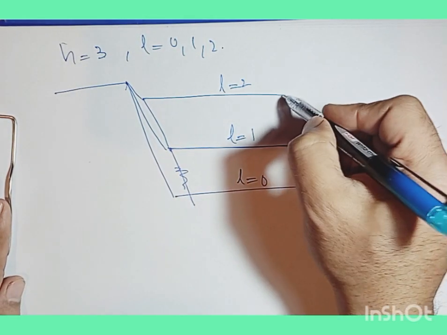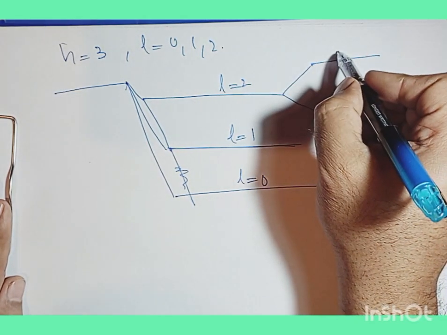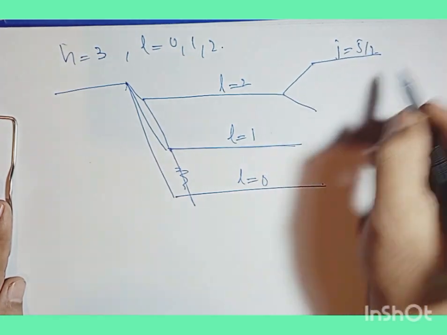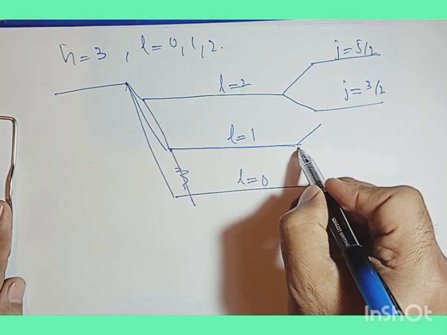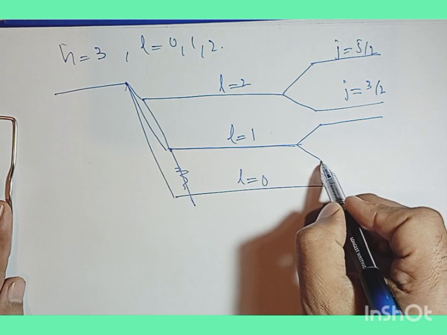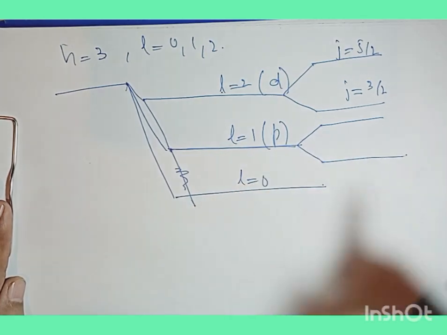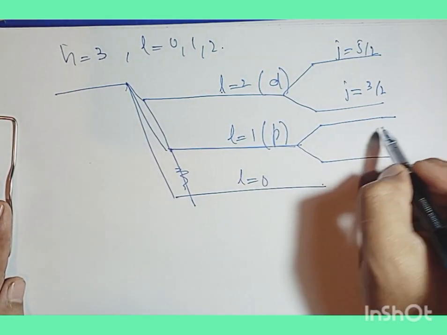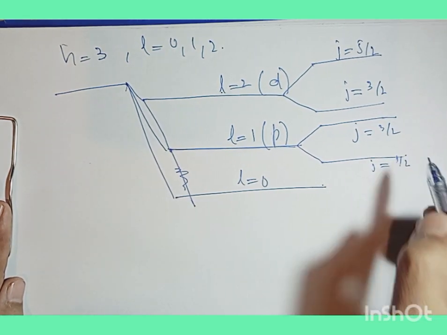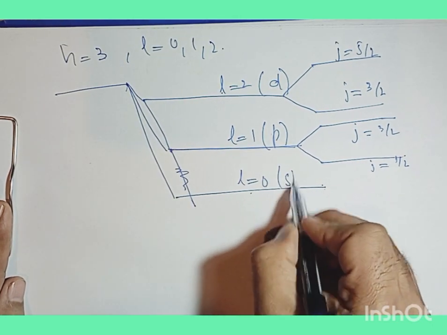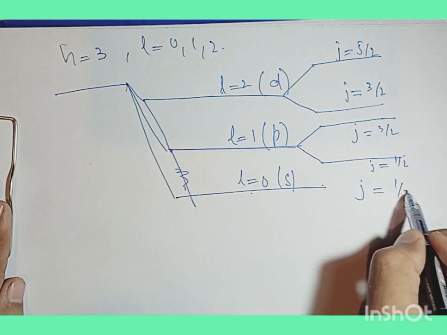Now what is happening here is we can calculate, and we can see that it will split down into two parts. So here J will be 5 by 2, and here J will be 3 by 2. And again here we will have two splittings. Now for L is equal to 2, we have the D state here. For L is equal to 1, we have the P state here. So this is going to boil down into two states. So here J will be 3 by 2, and here J will be 1 by 2. And here for L is equal to 0, this is the S state, we will have J equal to 1 by 2 state.